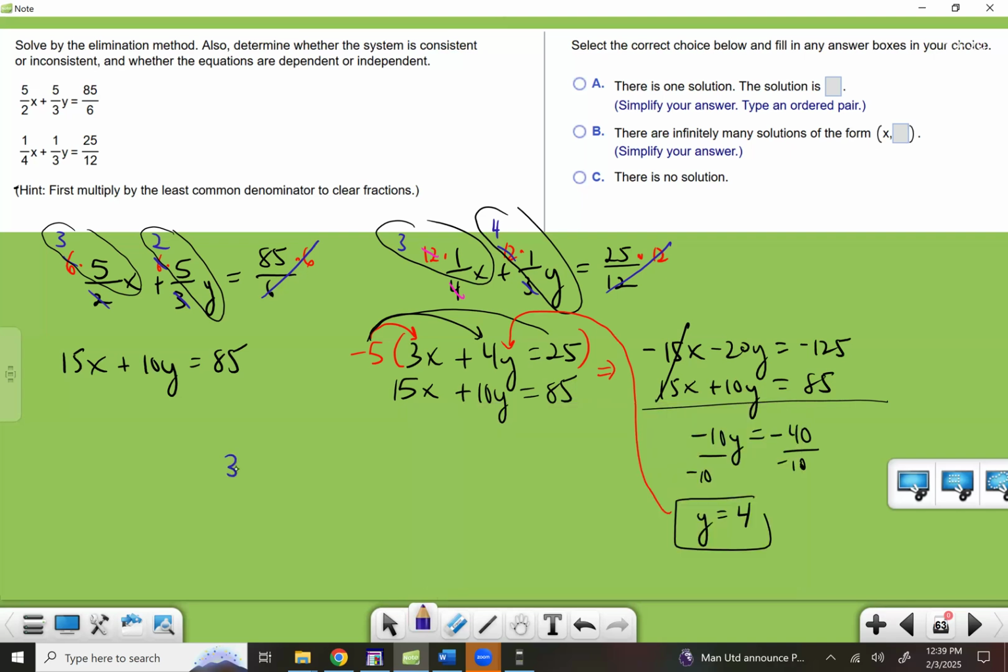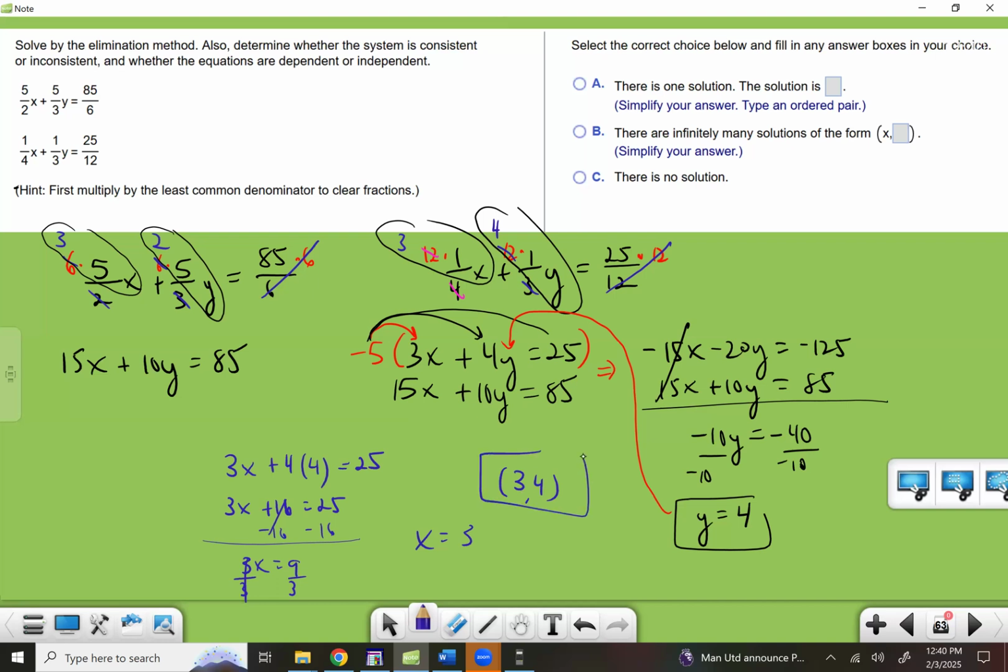So I have 3x plus 4 times y. So 3x plus 16. Take away 16 from both sides. I believe that's 9, which is a wonderful number because 3 goes into 9 3 times. So we have that the solution to this system is the ordered pair (3, 4).